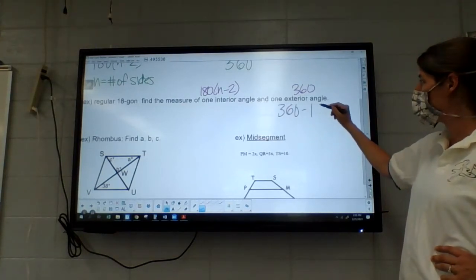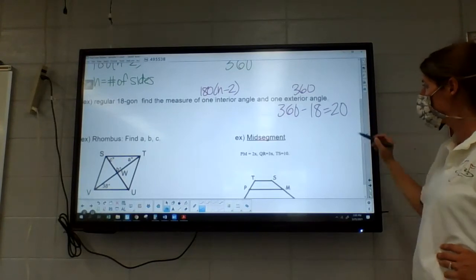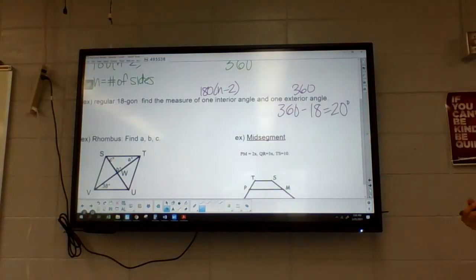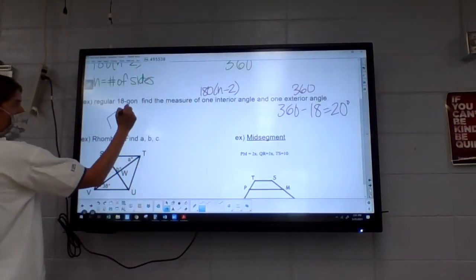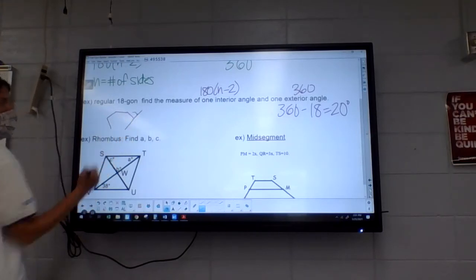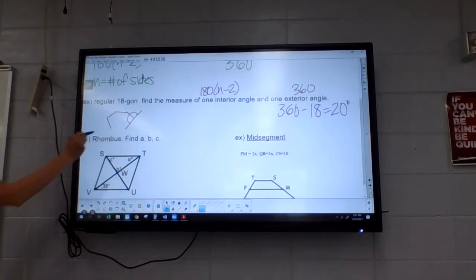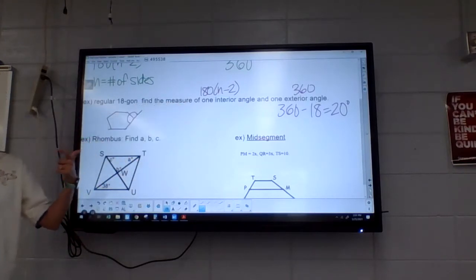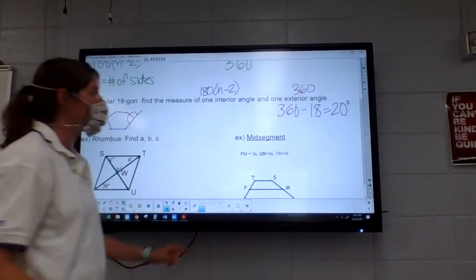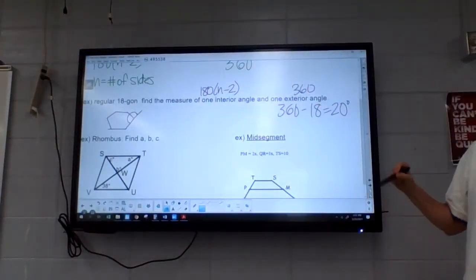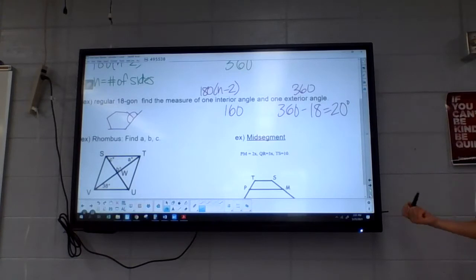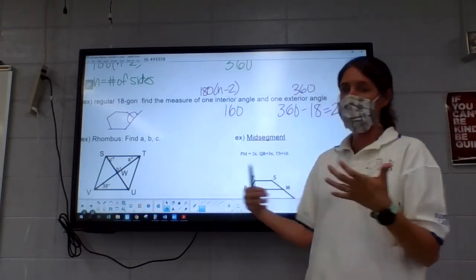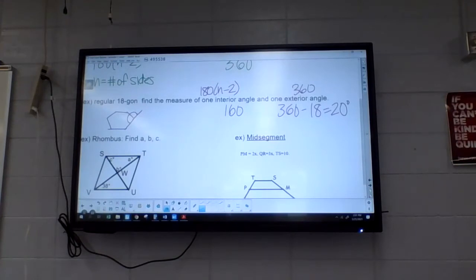So 360 divided by 18, we end up with 20. So 20 degrees is each of the exterior angles. So we're talking about a polygon, and obviously this is not the right size polygon. The interior and exterior angle together add to 180. So if I know the exterior equals 20, what's the interior angle going to be? These two together should add to 180, so this is going to be 160. Now, if you didn't notice that, you could have figured out the sum of all of them, and then divided it by 18. So there's a couple of different ways to find that out.